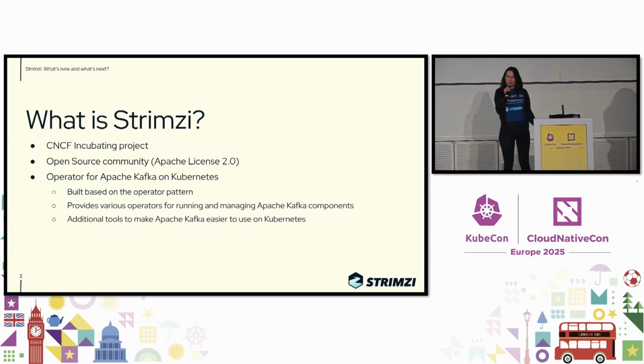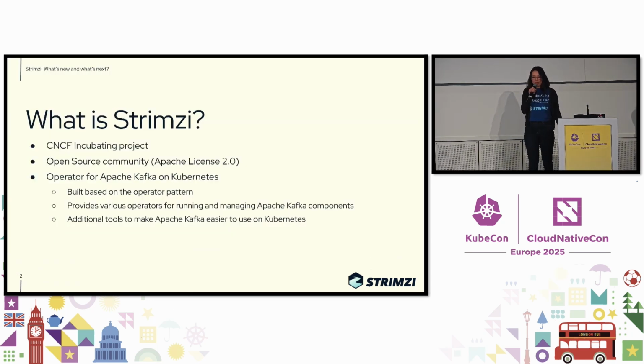So what is Strimzi? It's a CNCF incubating project, open source under Apache license 2.0. It's an operator for running Apache Kafka on Kubernetes. It's built based on the Kubernetes operator pattern and provides various operators to run and manage Kafka components. It also has additional tools to make running Kafka as easy as possible.